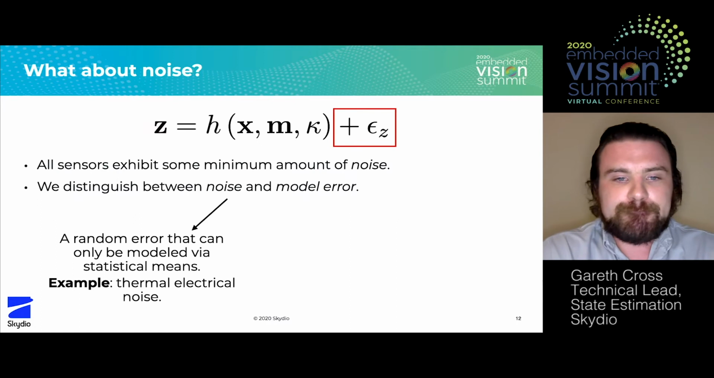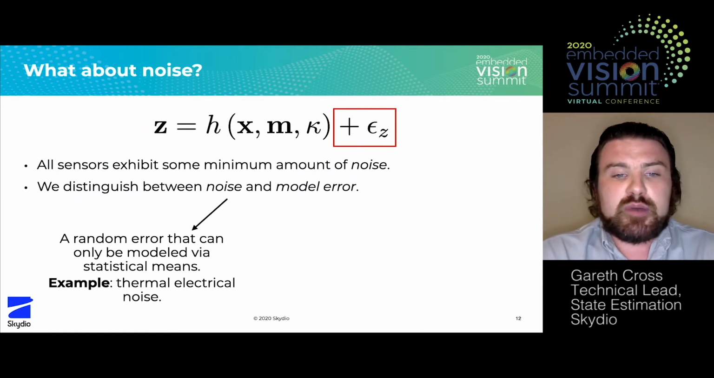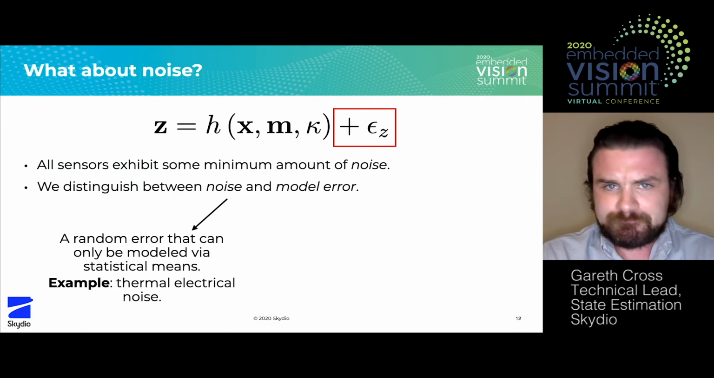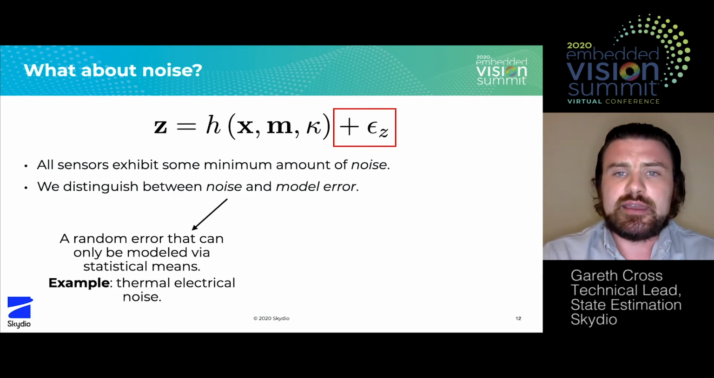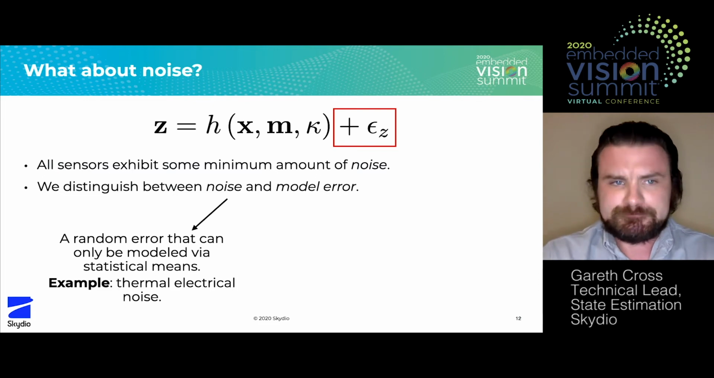And lastly, the last piece, but certainly not the least important piece of our sensor measurement model is the noise. So all sensors exhibit some minimum amount of noise. That's just a physical reality. Noise is a random process that you can only model via statistical means. It's a random error that is uncorrelated with your state. You can reduce the effect of noise by adding more measurements, but you can never really eliminate it.